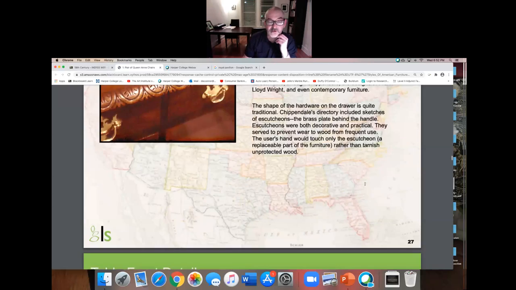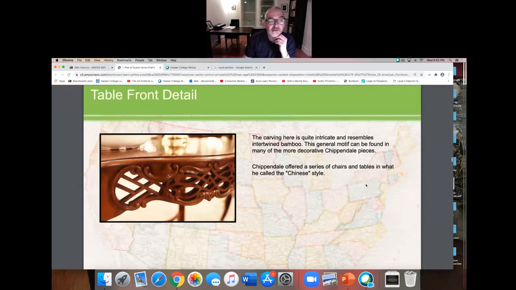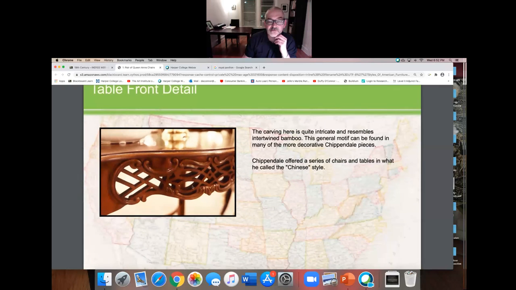You can also varnish the wood. Here is this Chinese fret, these diagonal lines. So this is an example of Chippendale's Chinese style.